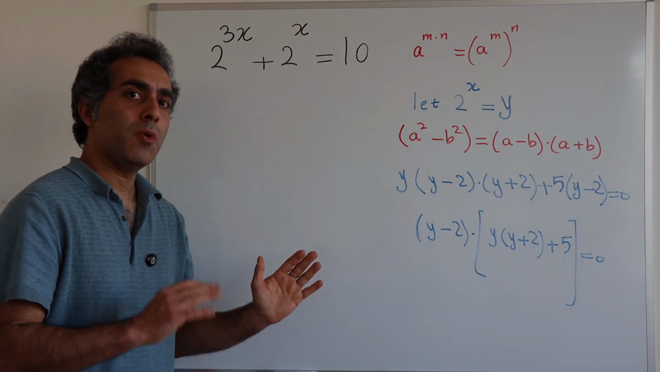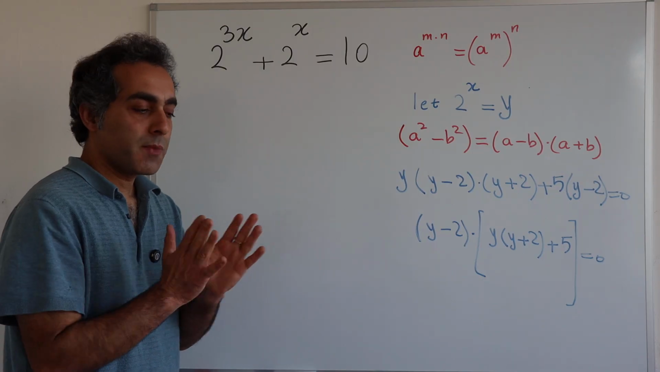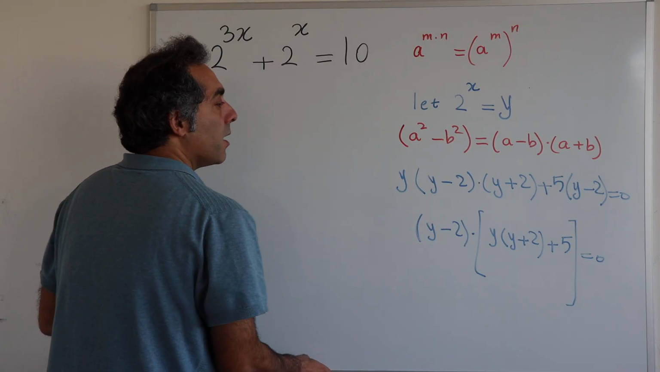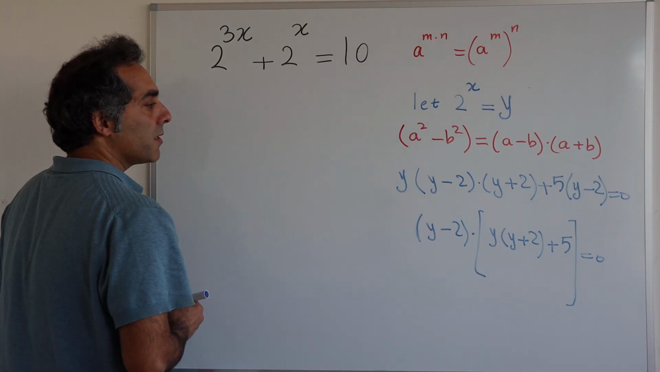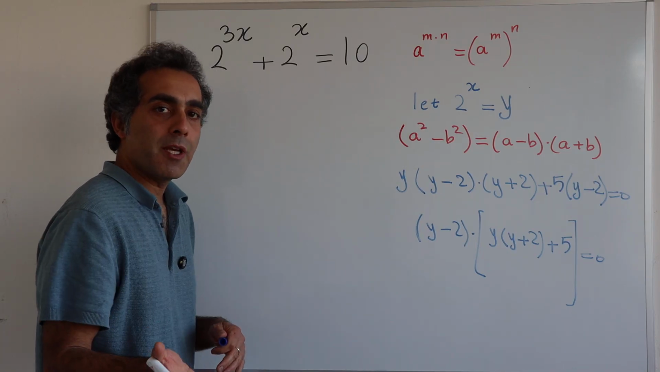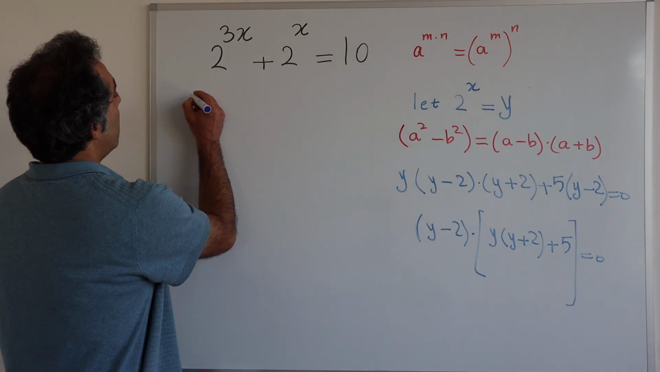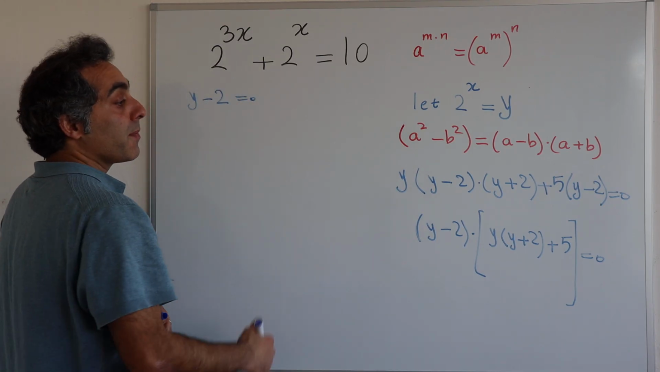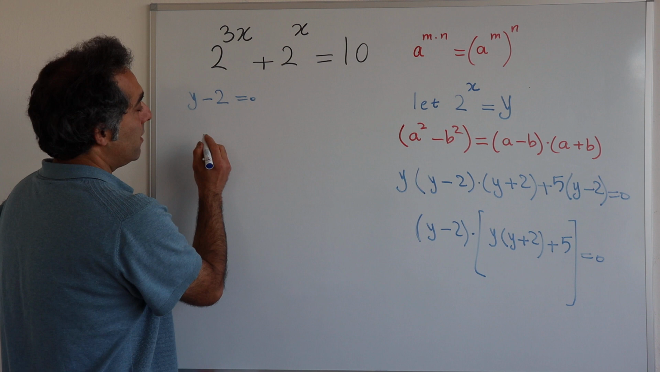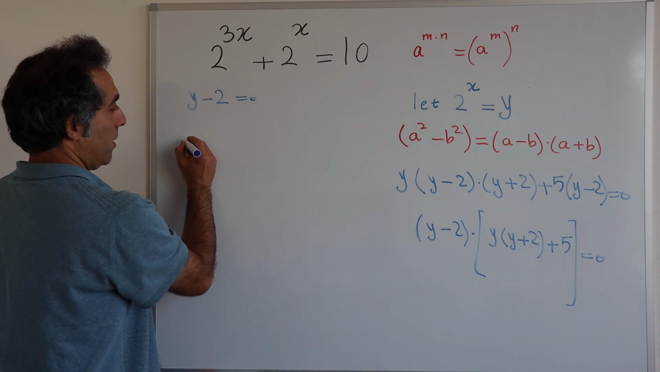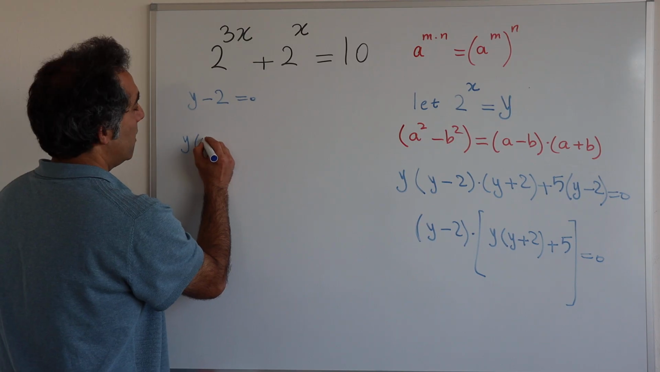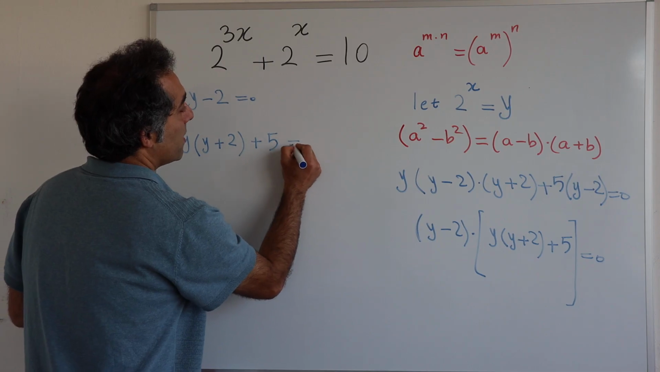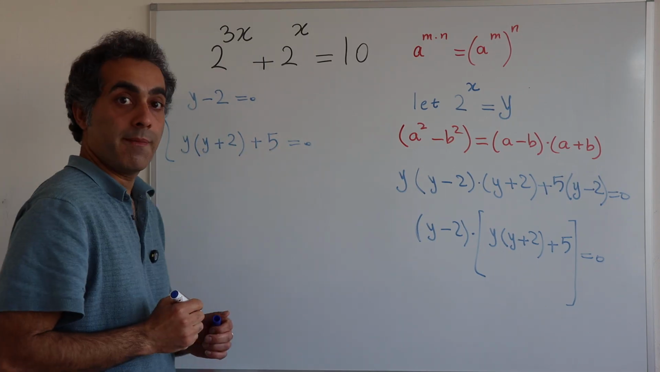And you know, if two parameters multiplied by each other lead to 0, then one of them or both of them are 0. So either y - 2 is 0, the first parenthesis, or this bracket, y squared + 2y + 5, is 0. These are two pairs of answers.